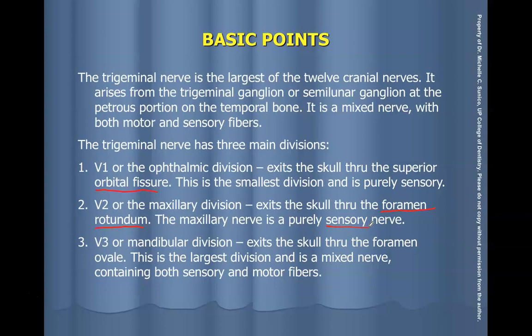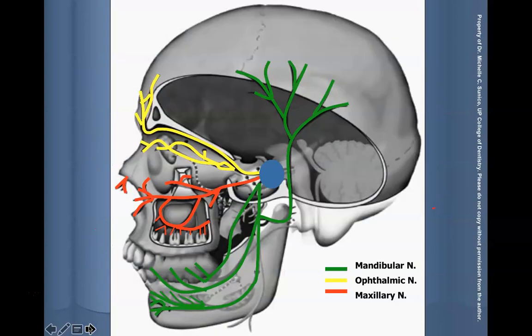The largest division is the V3, or mandibular division. It exits the skull through the foramen ovale. This nerve is a mixed nerve, and it contains both sensory and motor fibers.